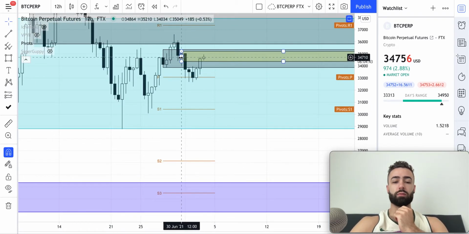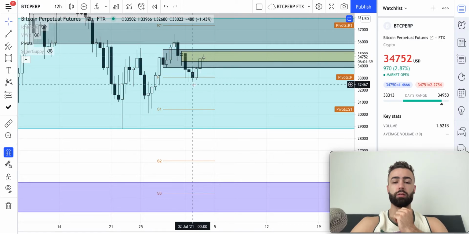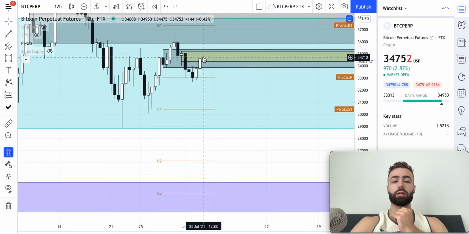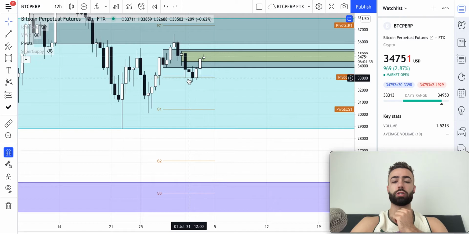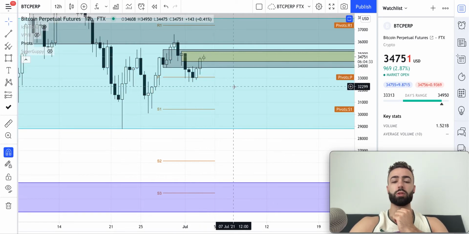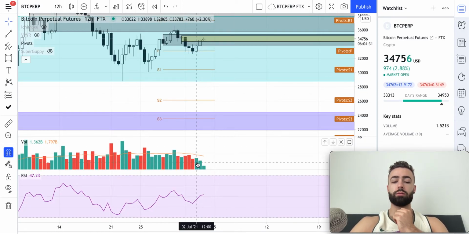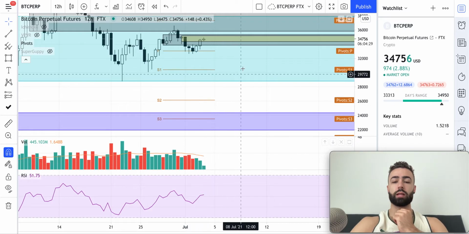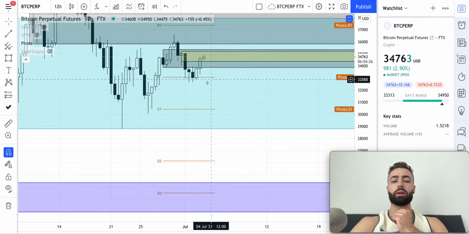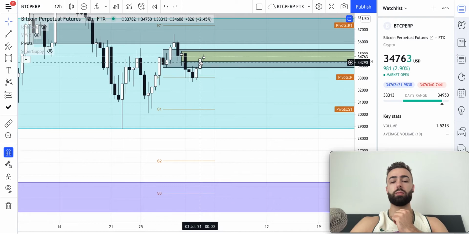On the 12-hour time frame, we're still running into this gray zone right here, which is our main resistance that we had here, and now we're coming into it again. So we'll see if we get another rejection here or if we are able to push through it. It doesn't look good for the bulls here with the declining bull volume coming into it. It's very unlikely, in my opinion, that we will just go right through it, but anything's possible.